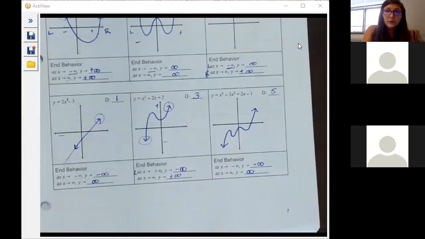I'm going to stop screen sharing for just a second so I can check the chat and see if there's anything in there.